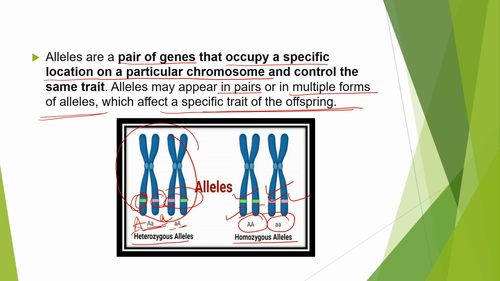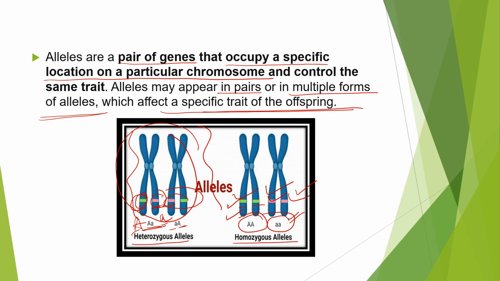So here you can say that if this is carrying the trait of a tall plant, this will be carrying that of a dwarf plant, like that only. I am giving an example to you all, just an example to understand what alleles are and how they are located. So this is a chromosome, they are located in this part at a particular, specific location, and they control the same trait. So whether it is tall, dwarf, round, or wrinkled, they are being responsible for the specific trait of the offspring, right?